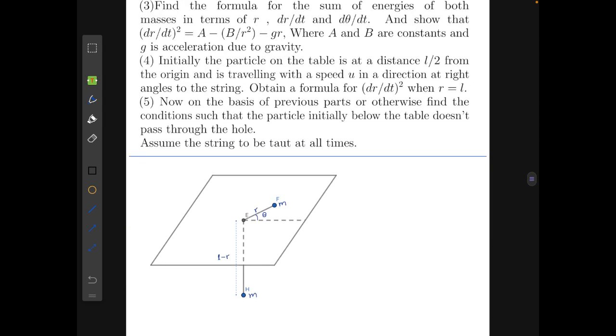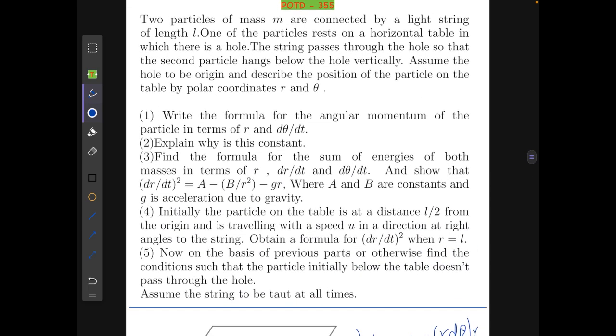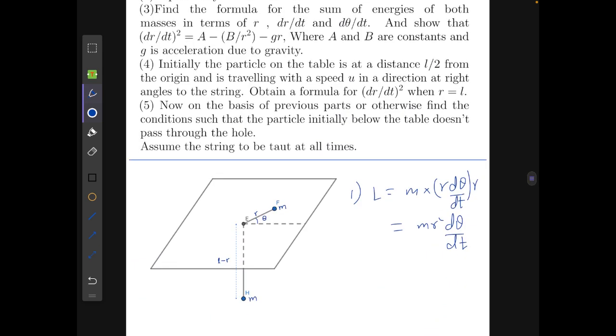So for the first part, here is the diagram. What we can write is angular momentum equals mvr, and m times v equals r times d theta by dt multiplied by r. So it is L equals mr squared d theta by dt. For the second part, they have asked us why this quantity is constant. So basically here no torque is acting on the system, so it is constant. So yeah, no torque.